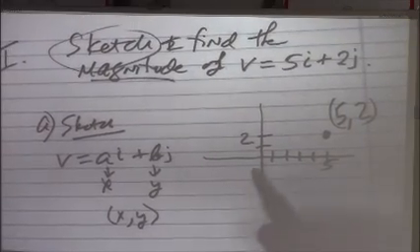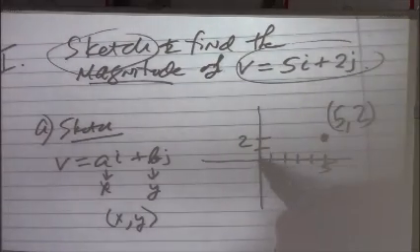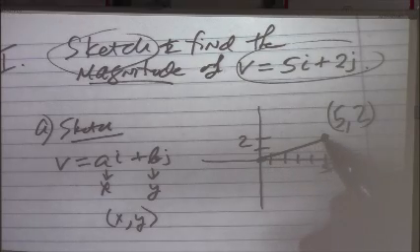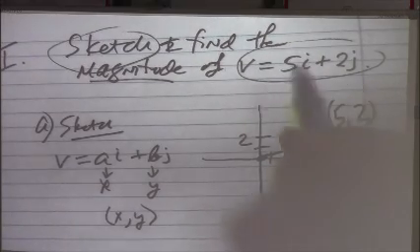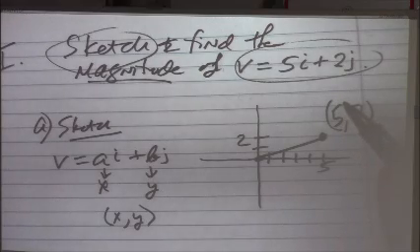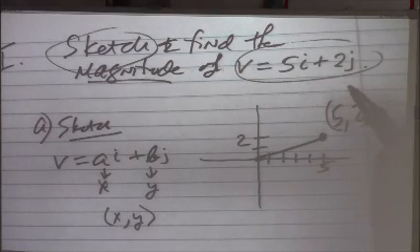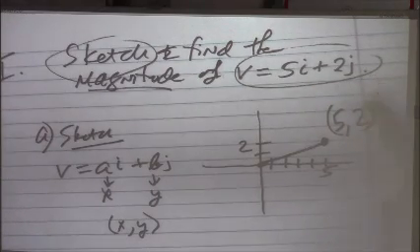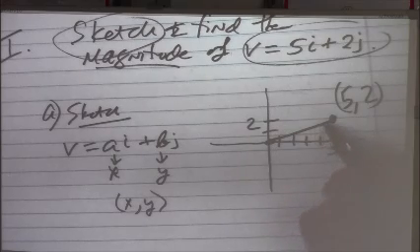Now, the thing is, when it's in this form, it's from 0 going to here. So what's implicit with this is that it's what's called a position vector. A position vector is when you're going from 0, 0 out to the point.